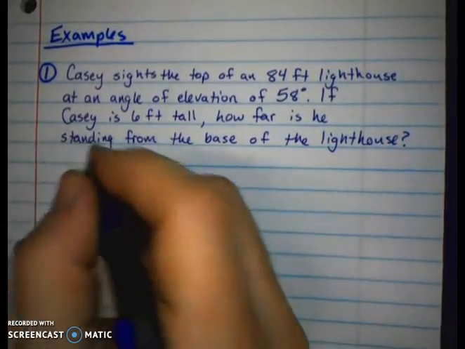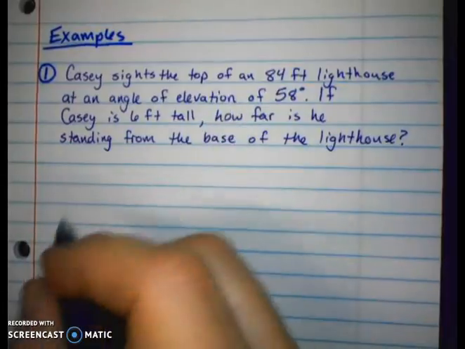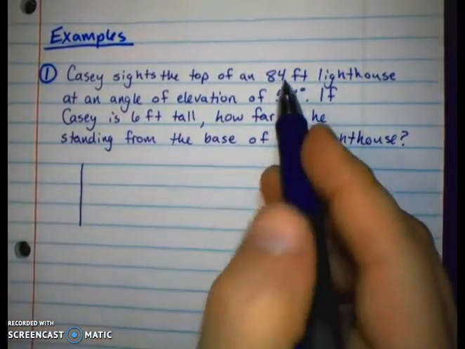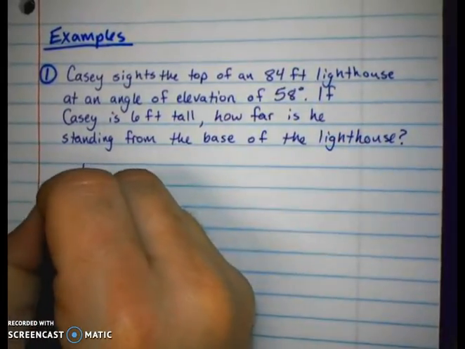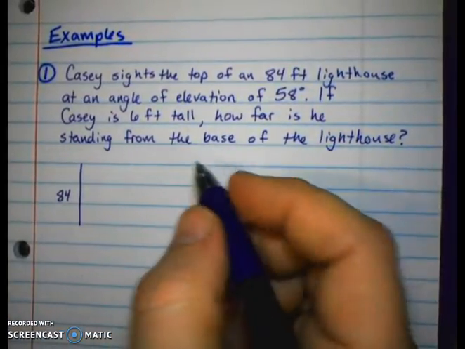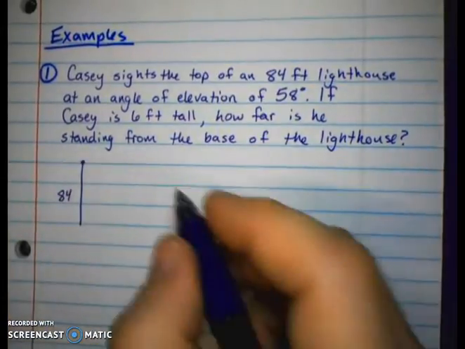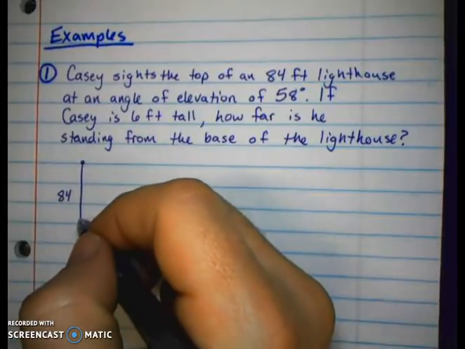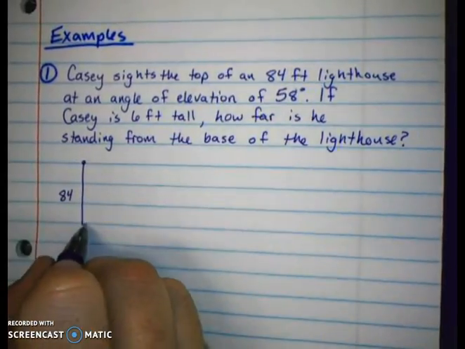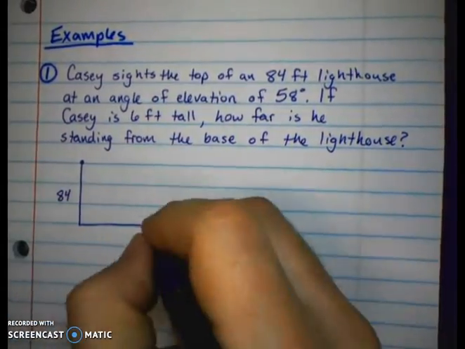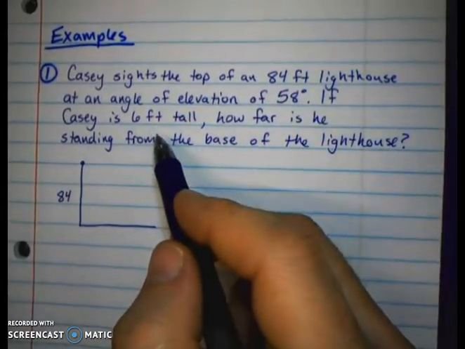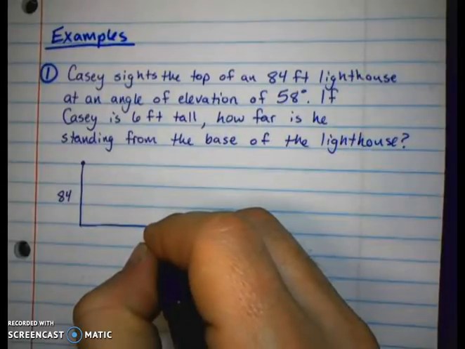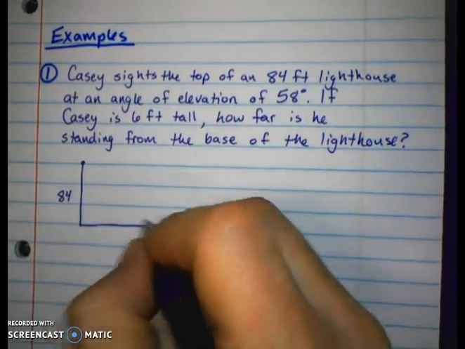And so we're going to notice it's an angle of elevation. So we're going to draw our lighthouse as our vertical line. Remember, the lighthouse is 84 feet tall. There's the top of the lighthouse. You don't have to actually draw a lighthouse, you just have to draw a vertical line. And then Casey is somewhere out here along the ground. And it does tell you he's 6 feet tall, which is an important piece of information because his line of sight isn't from the ground. He's not lying down on the ground looking up. He is standing up.